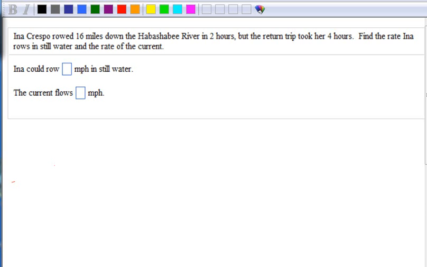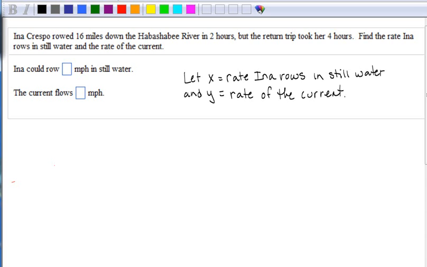So I'm going to start off with my unknowns. What are they asking? They're asking for the rate Inya rowed in still water, so that's going to be one unknown, and the rate of the current, that will be the other. So that's what I did: x equals the rate Inya rowed in still water, and y the rate of the current.